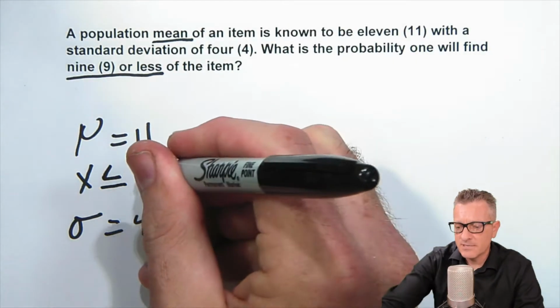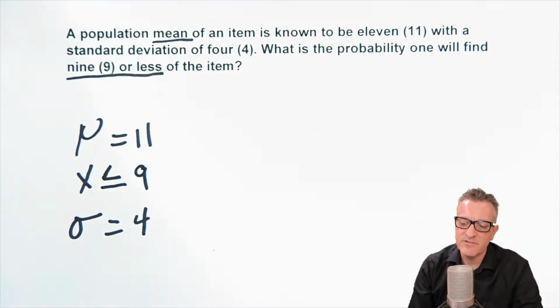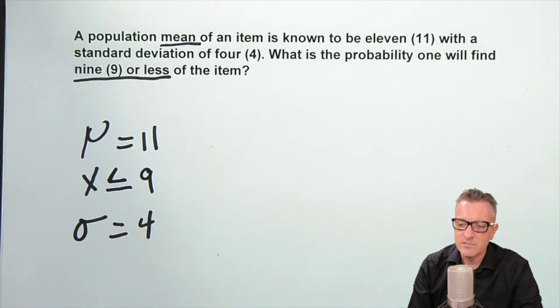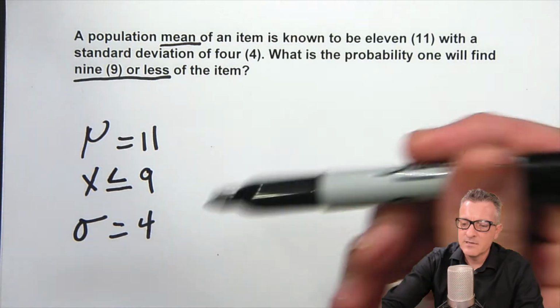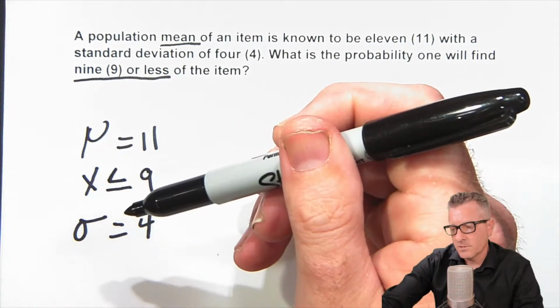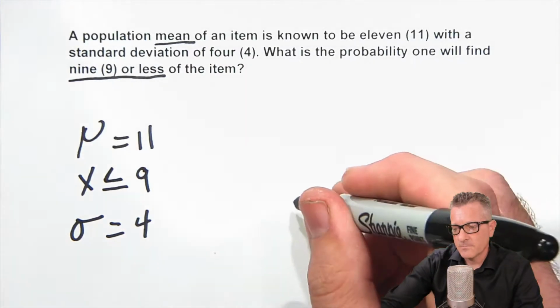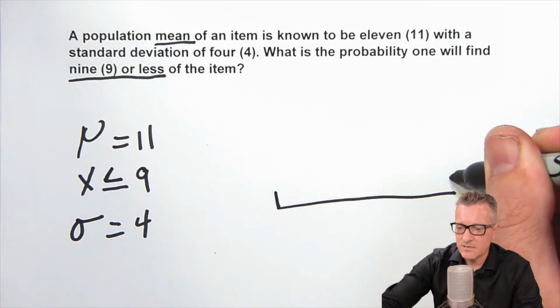So the big deal with all of these, especially when you get to hypothesis testing, is finding out how to set up your question so that you do it properly. And this is the first step, and that is we list out what we know right here. The next step that I always recommend is we draw a picture. And like I said, it's even more important when we do hypothesis testing.